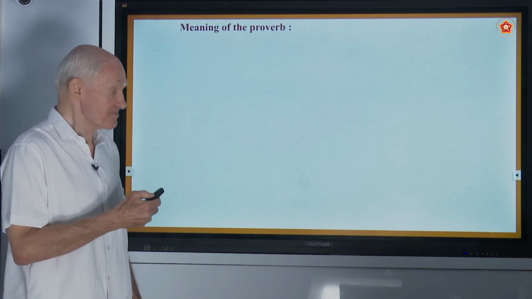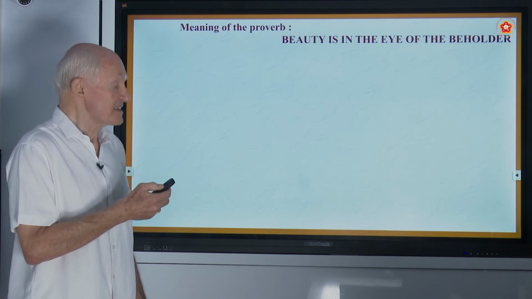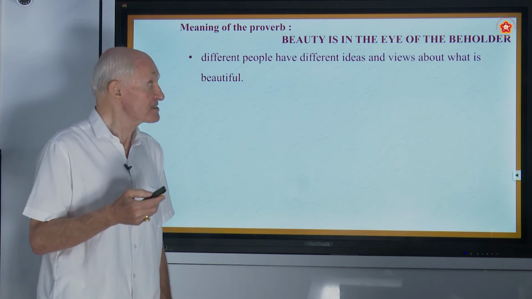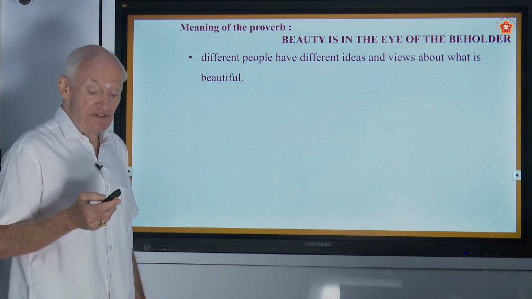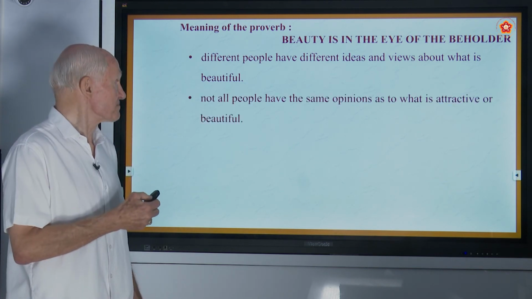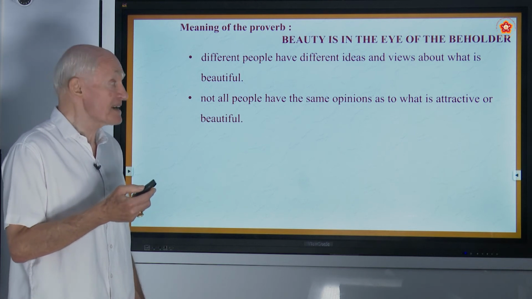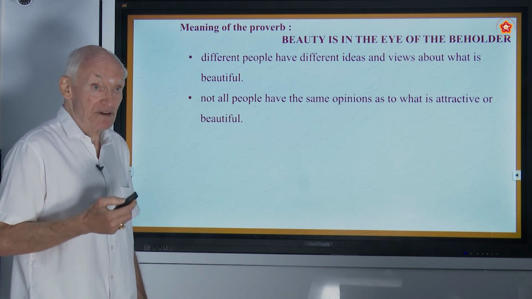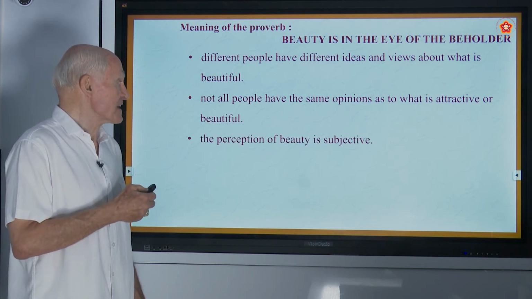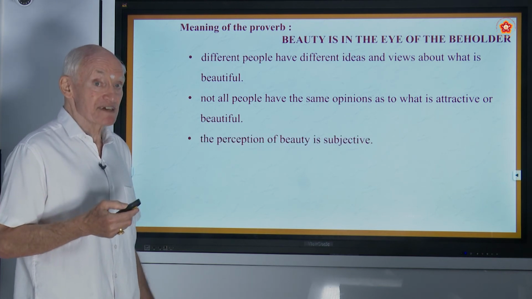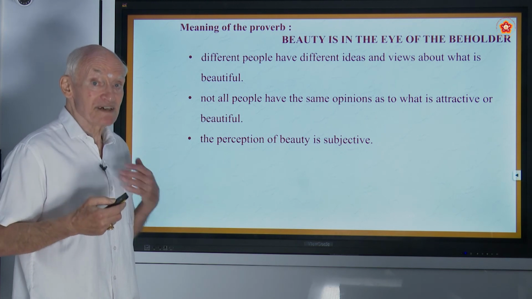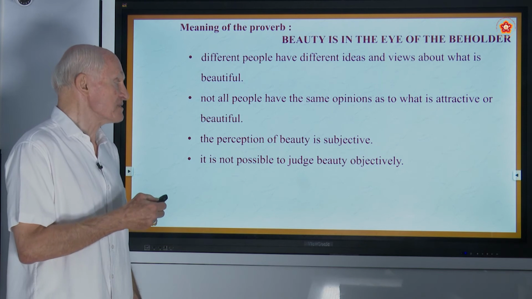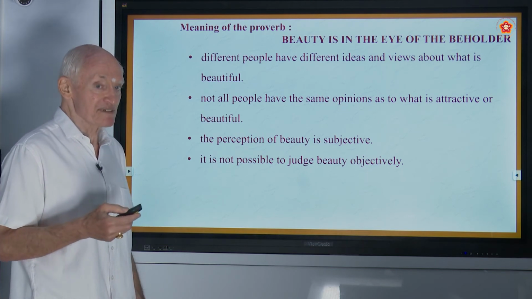Meaning of the proverb. Beauty is in the eyes of the beholder. Different people have different ideas and views about what is beautiful. Everybody has their own view. Not all people have the same opinions about what is attractive and beautiful. They have their own opinion. The perception of beauty is subjective. It's not objective, it's subjective. It depends on what you think. It is not possible to judge beauty objectively.